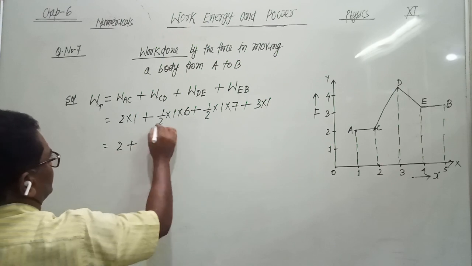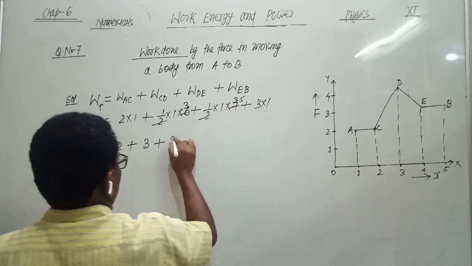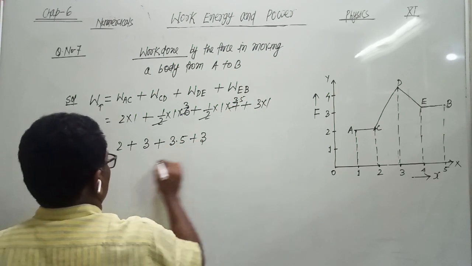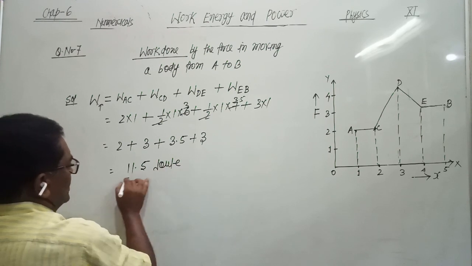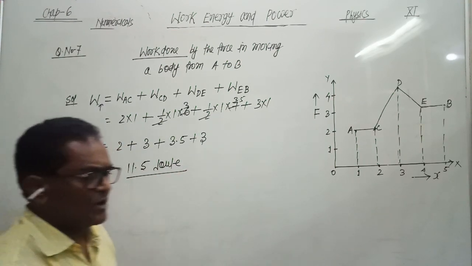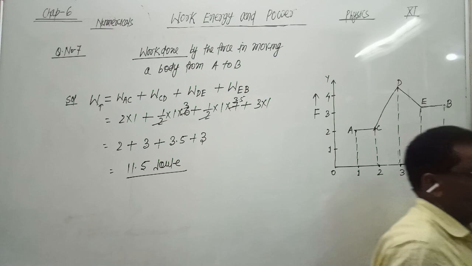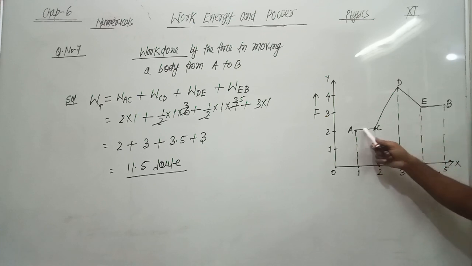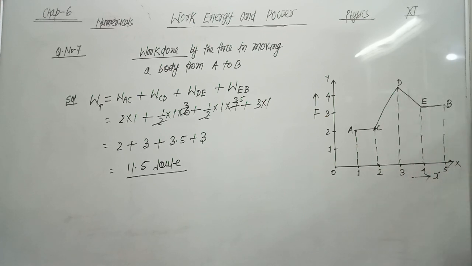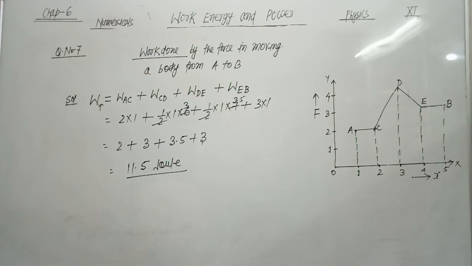So 2 plus 3.5 plus 3, so 11.5 joule is the total work done in going from point A to B. If a force acts on the particle at point A, then the particle covers the path from A to C, C to D, D to E and E to B. And in this period, the total work done by the force is 11.5 joule.